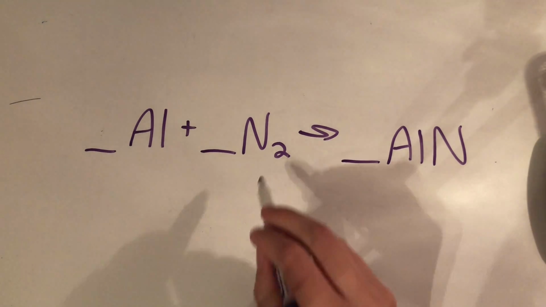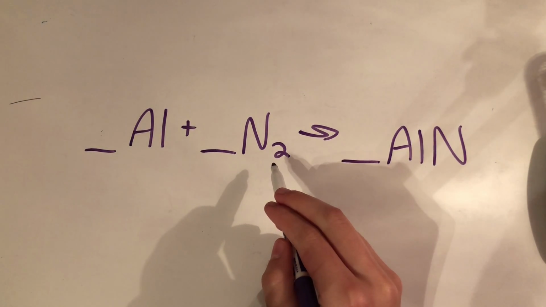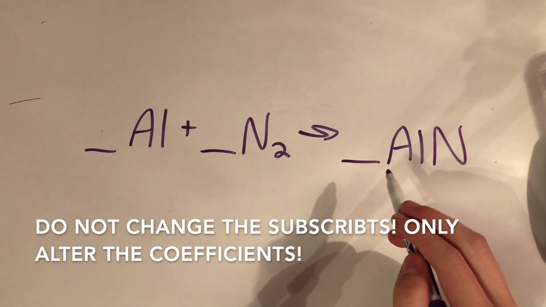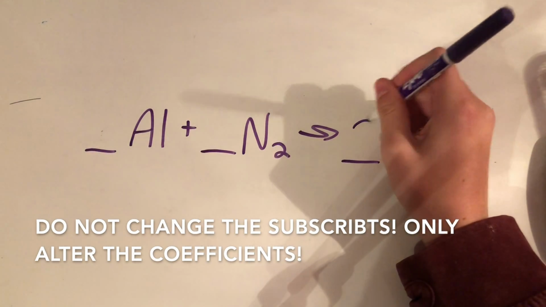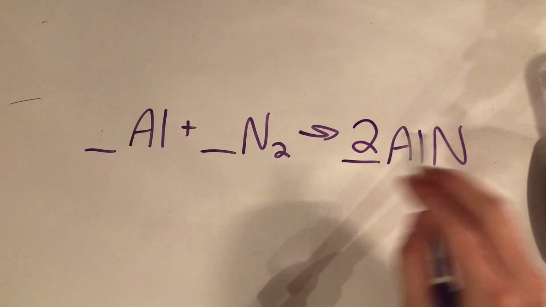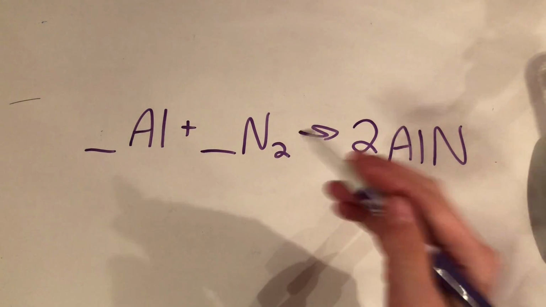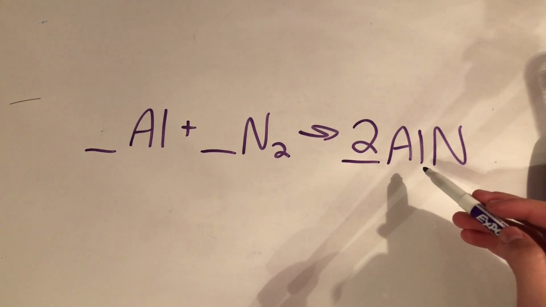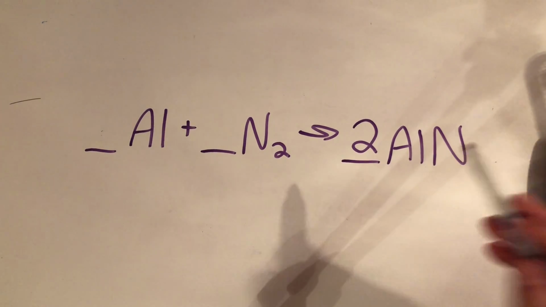All right, well, let's start out. There's 2 nitrogens here, right? So that means that there has to be 2 nitrogens on this side. So let's put a 2 here, because now there's 2 nitrogens and 2 nitrogens. So that's fine. But now there's 2 aluminums. So what can you do to solve that?